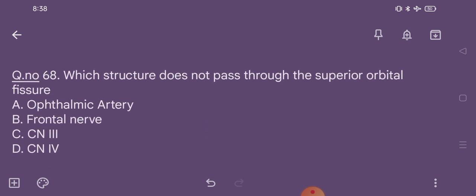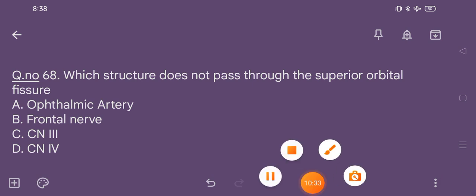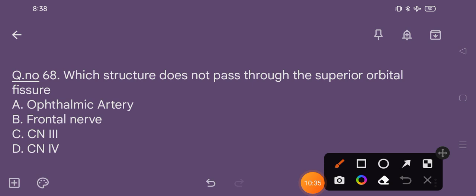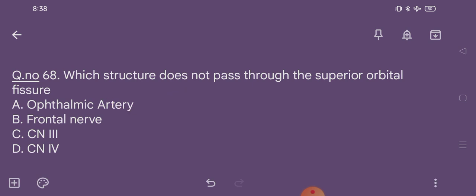So question number 68. Which structure does not pass through the superior orbital fissure? Option A is ophthalmic artery, option B is frontal nerve, option C is cranial nerve third, option D is cranial nerve fourth. The correct option is option A, that is ophthalmic artery.